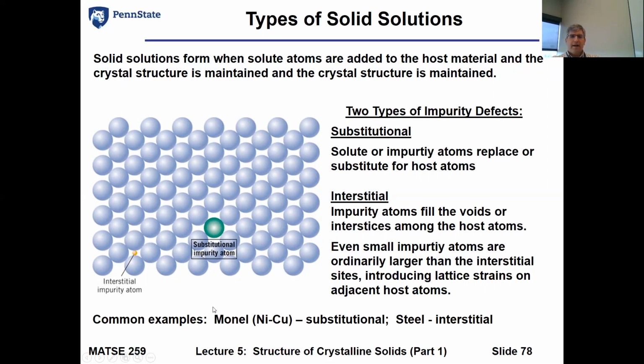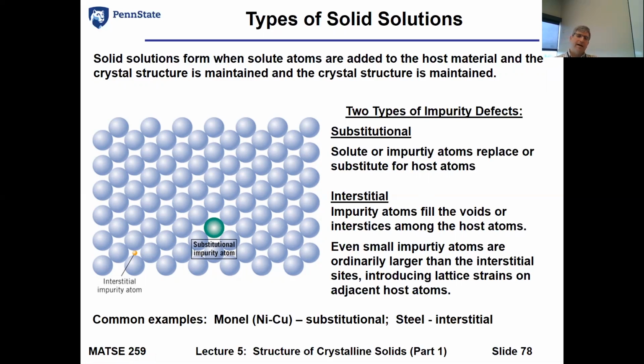Now, what types of materials do we have? Substitutional alloys. I like to look at Monel. It's a nickel copper alloy. And so if you play a brass instrument, in a lot of cases, you have some type of Monel that is used to make that instrument. Steel is the most obvious example of what an interstitial solid solution would be. And so steel is nothing more than iron with a small amount of carbon.